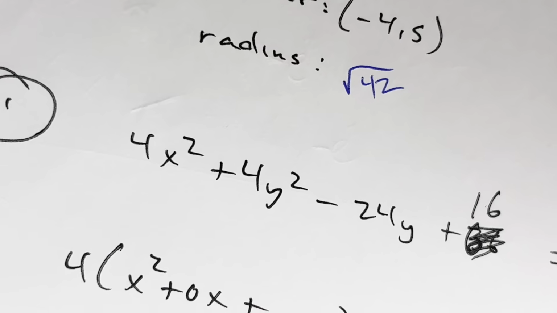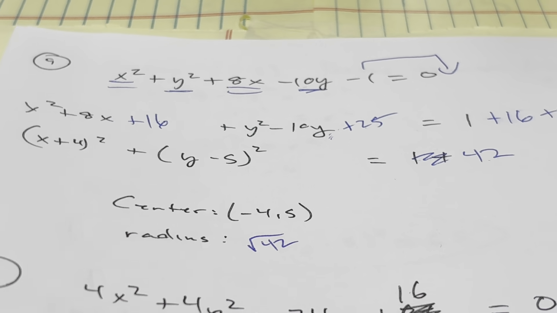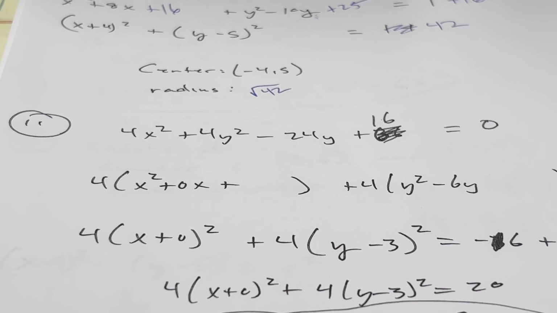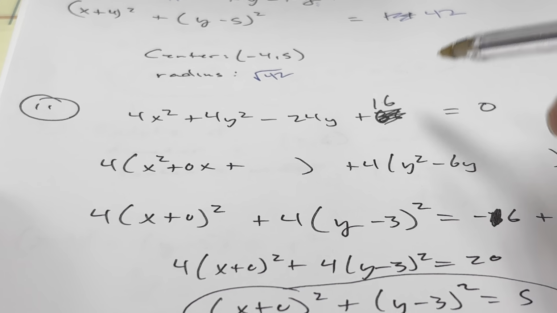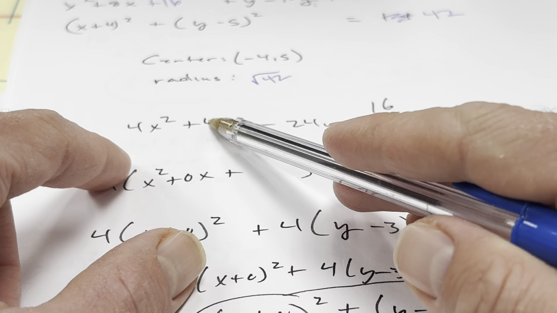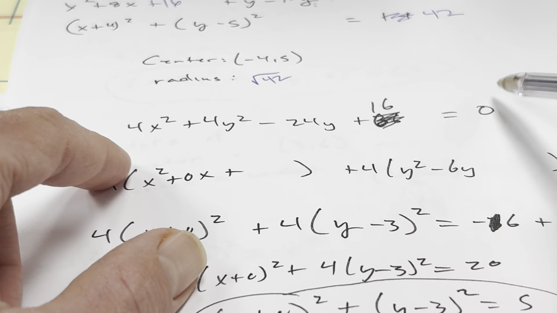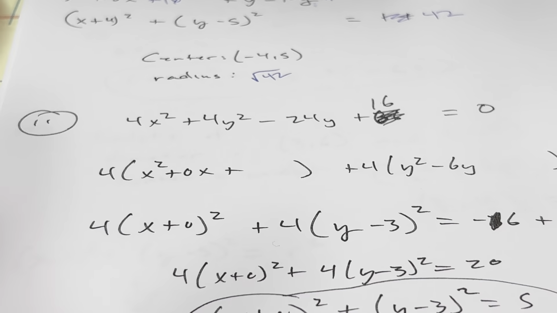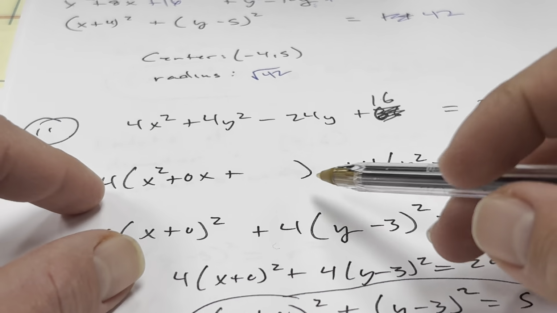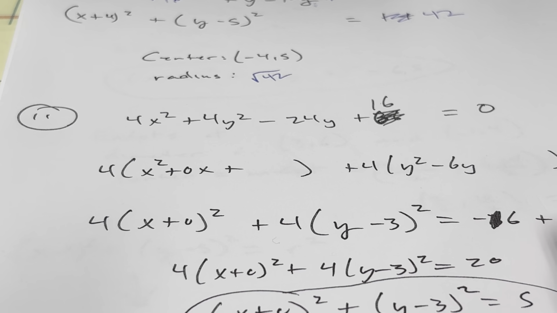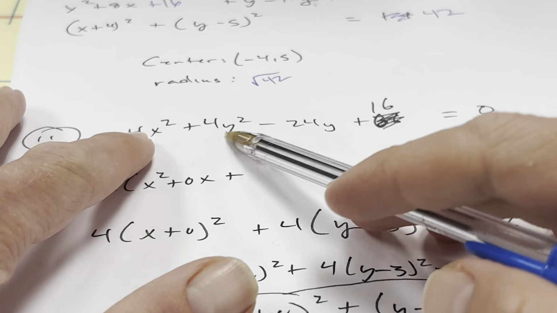Okay, and then finally, with this last type of example, we have the following. Number 11. Okay, so you have 4x squared plus 4y squared minus 24y plus 16 equals 0. Honestly, you would be wise. You could divide everything by 4 right away. You could do that, but let's practice this just in case you couldn't divide everything by the 4 that they both share.